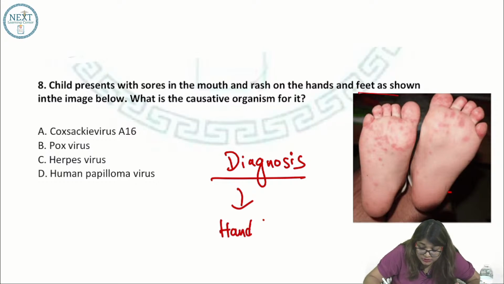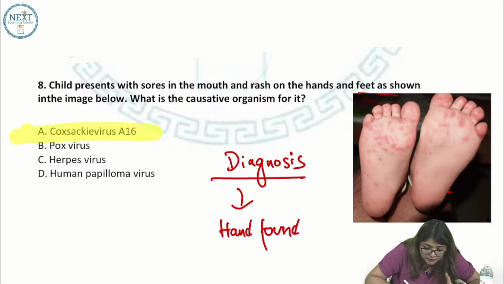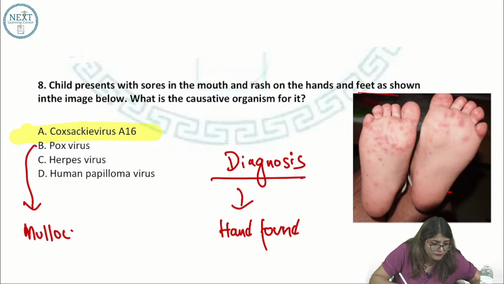And hand-foot-mouth disease is caused due to Coxsackie virus. Which strain of Coxsackie most commonly? A1. Pox virus causes what? Pox virus, we just saw it, right? Molluscum contagiosum. What about herpes?